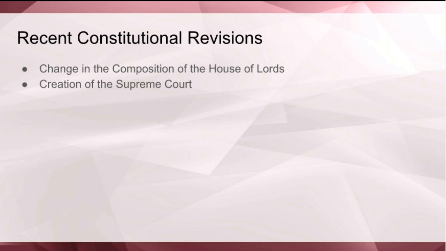Another recent constitutional change has been the creation of a Supreme Court, separate from Parliament. Historically, the highest appellate court in the United Kingdom was the House of Lords, specifically the Law Lords in the House of Lords, and they had the authority to review judicial decisions from various courts throughout the United Kingdom. With the creation of the Supreme Court, this appellate judicial power has been removed from the House of Lords and invested in a separate institution.